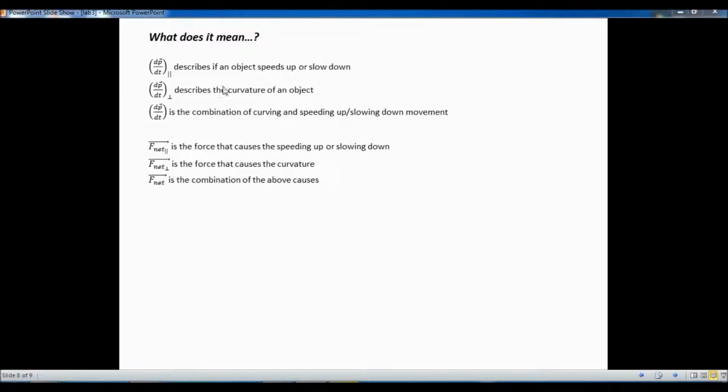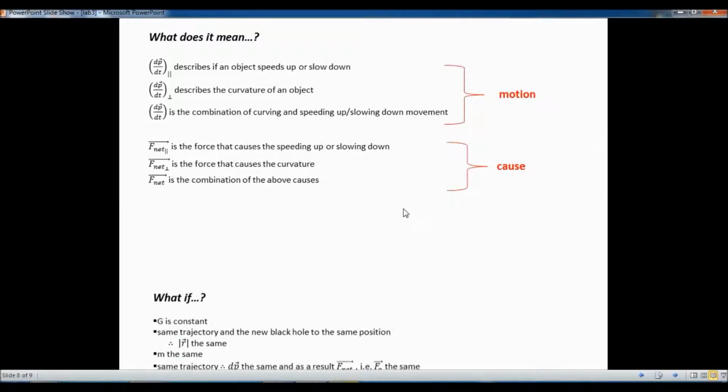What does it mean? dP/dt parallel describes if an object speeds up or slows down. dP/dt perpendicular describes the curvature of an object. dP/dt is the combination of curving and speeding up or slowing down movement. On the other hand, F net parallel is the force that causes the speeding up or slowing down. F net perpendicular is the force that causes the curvature, and F net is the combination of the above causes. So dP/dt describes the motion, but F net describes the cause.